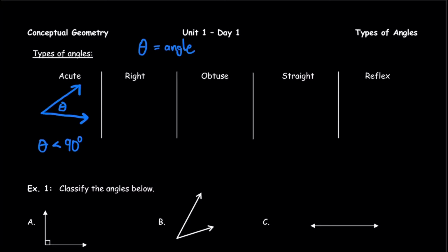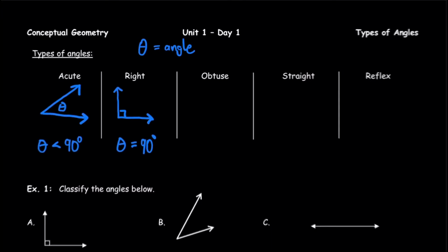Next, we have a right angle. I'm sure you guys are familiar with this, but a right angle, it's like the corner of your paper, contains 90 degrees. There's a symbol for a right angle we use. We put a little square in where that angle's located, and that is exactly 90 degrees, so we'll say theta equals 90 degrees. An obtuse angle is more than 90 degrees, but at the same time, less than 180.